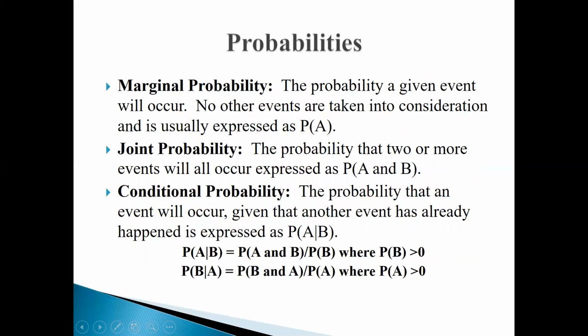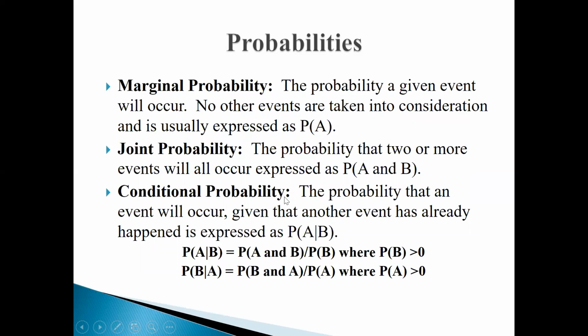Probabilities. So marginal probability: the probability a given event will occur. No other events are taken into consideration, and it is usually expressed as probability of A. Okay, so it's kind of like what we've been looking at, the probability of E. We have joint probabilities: the probability that 2 or more events will all occur, expressed as probability of A and B. And then we have something called conditional probability.